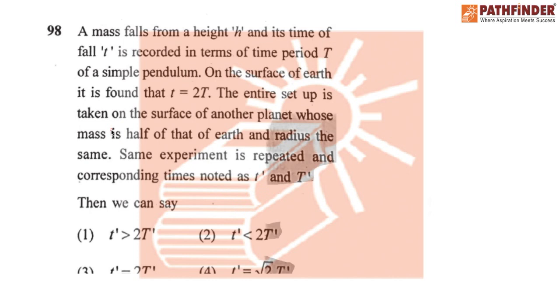A mass falls from a height h and its time of fall t is recorded in terms of time period T of a simple pendulum.